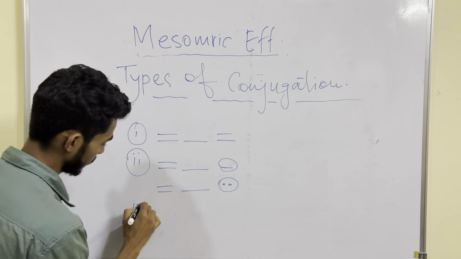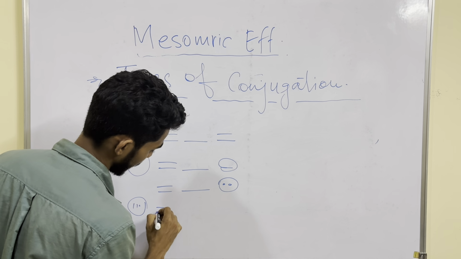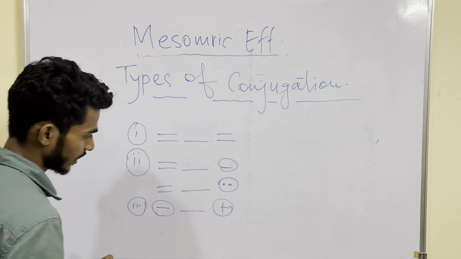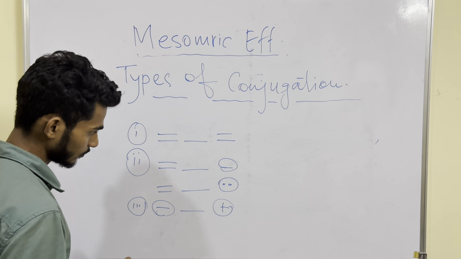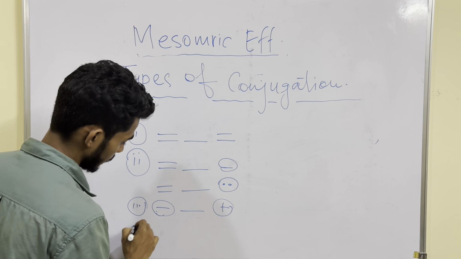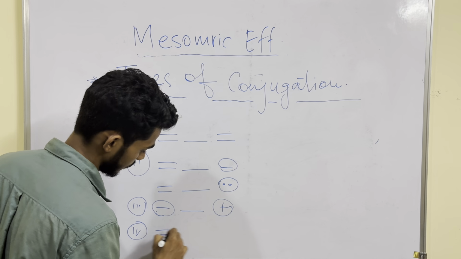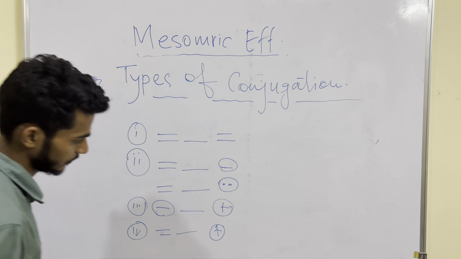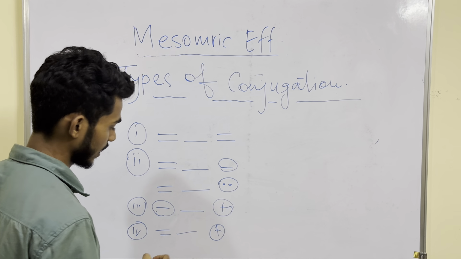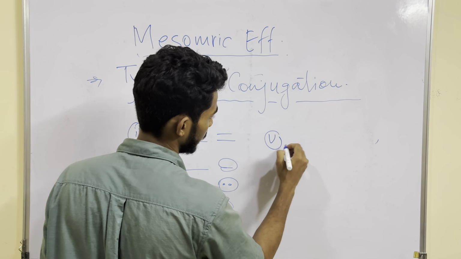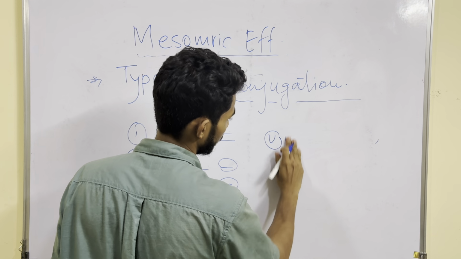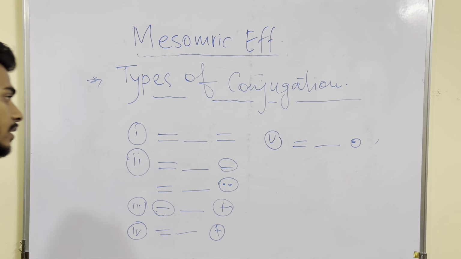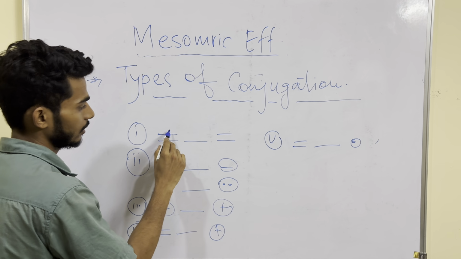Number 3 is negative charge, sigma, positive charge. And number 4, pi, sigma, positive charge. Number 5, pi, sigma, free radical.